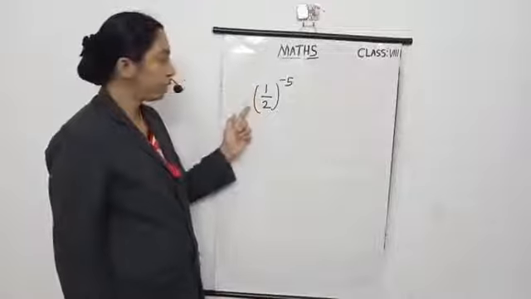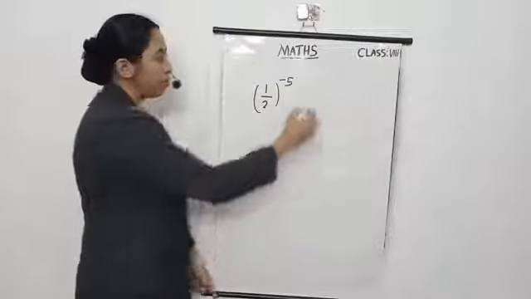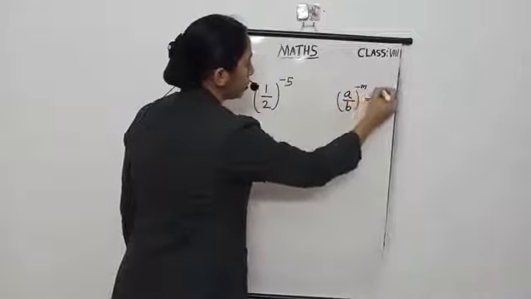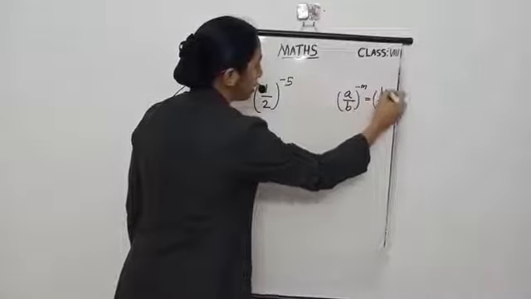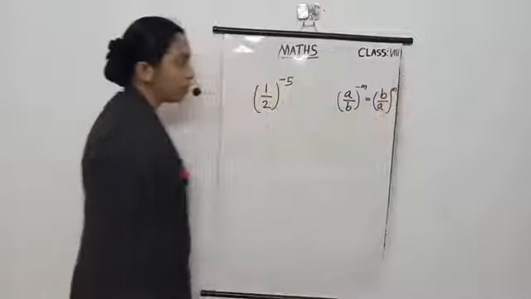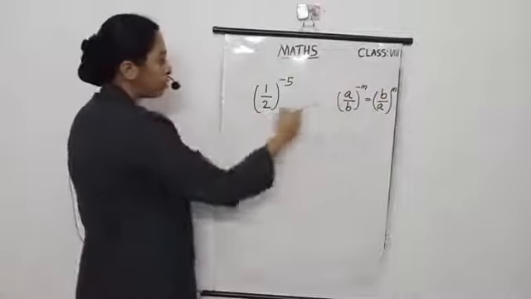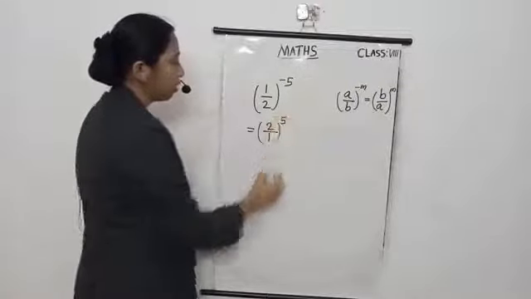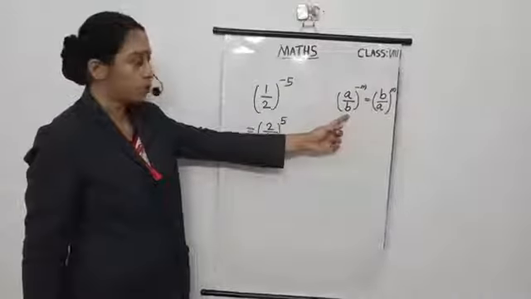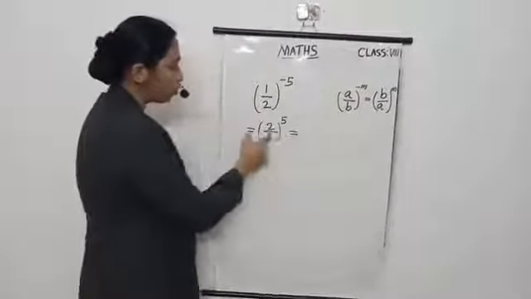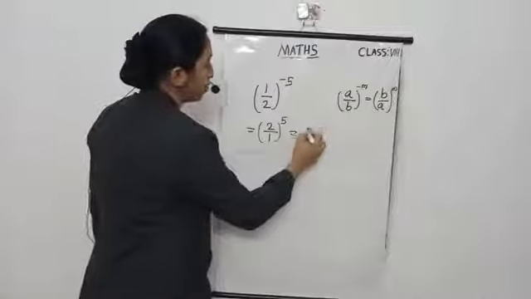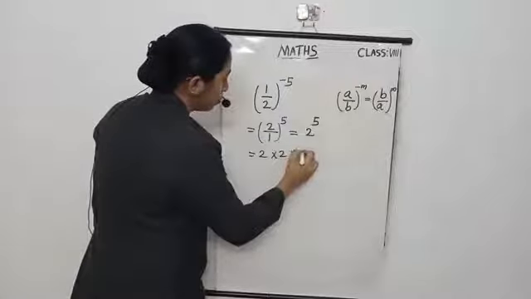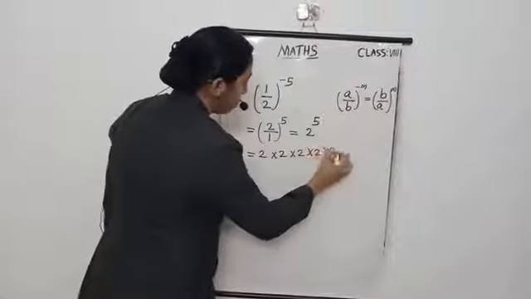Third question, 1 by 2 all raised to minus 5. So a by b all raised to minus m equals b by a all raised to m. Take its reciprocal and take a positive exponent. So this is equal to 2 by 1 all raised to 5. Use exponential laws. Okay. This is equal to 2 by 1, which means 2 itself. That is 2 raised to 5. This is equal to 2 into 2 into 2 into 2 into 2.